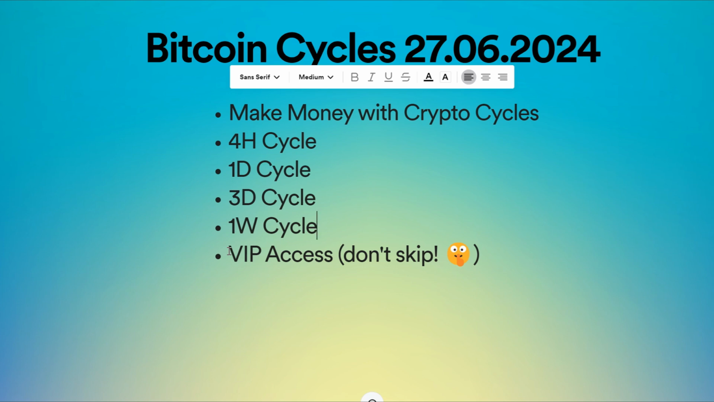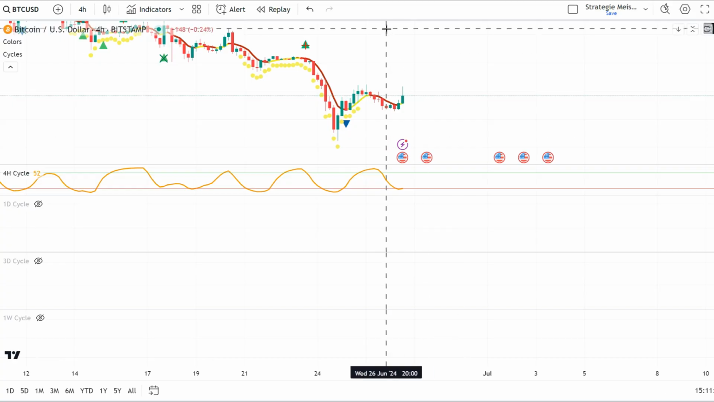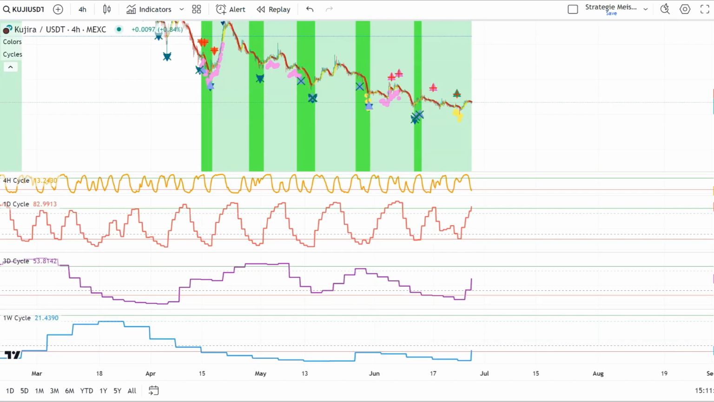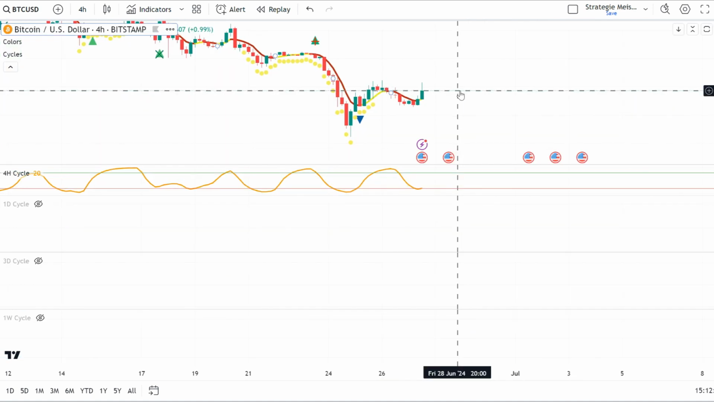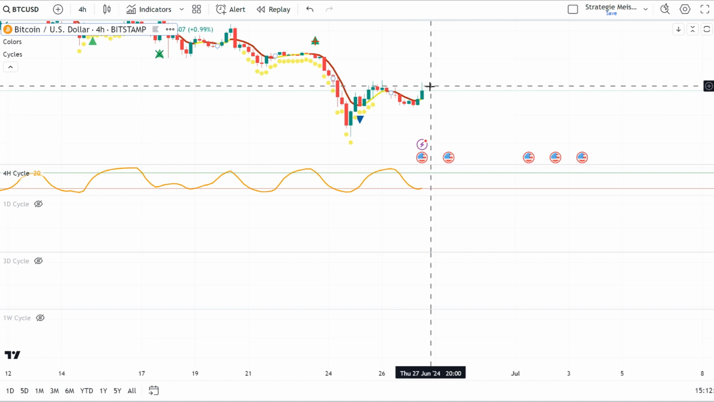Remember that applying this theory works not only for the Bitcoin chart, but also for other tokens, and especially other tokens bring those 6x, 7x, or 8x returns in a successful cycle. Let's go to the Bitcoin chart and start discussing the 4-hourly cycle.